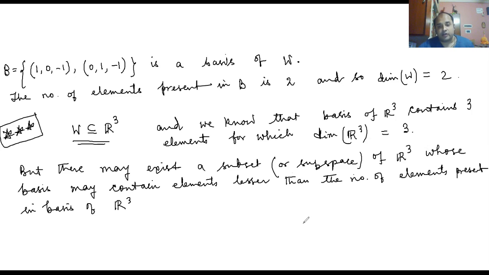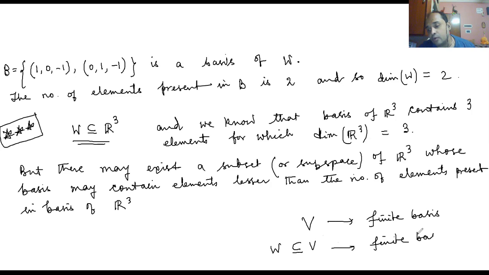So if a vector space has a finite basis, and it has a dimension, then a subspace of that vector space will have a finite basis whose dimension may not be equal to the dimension of V.